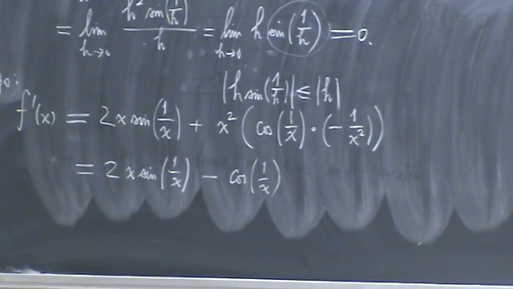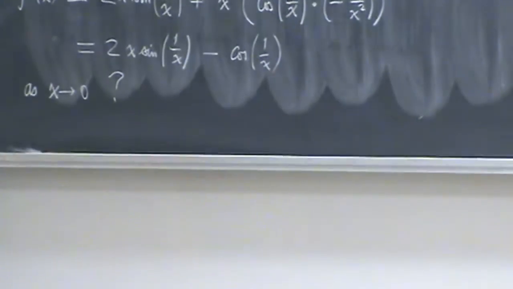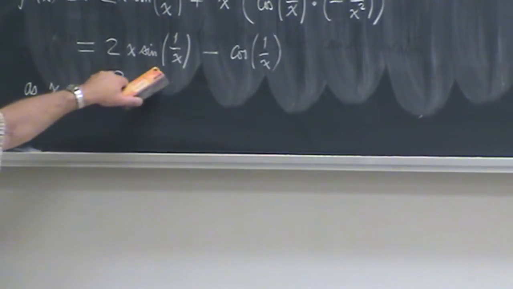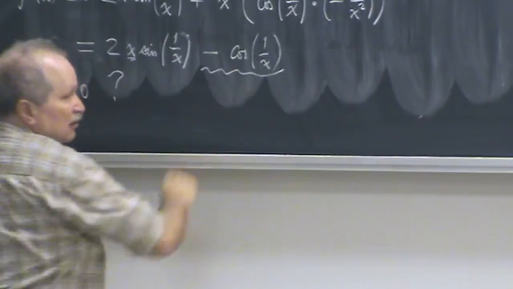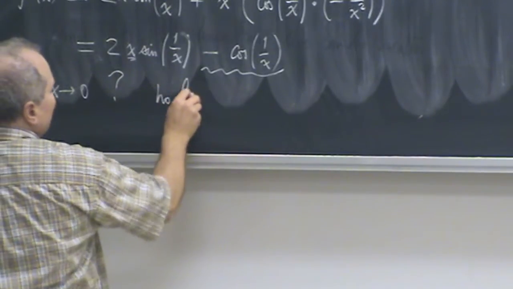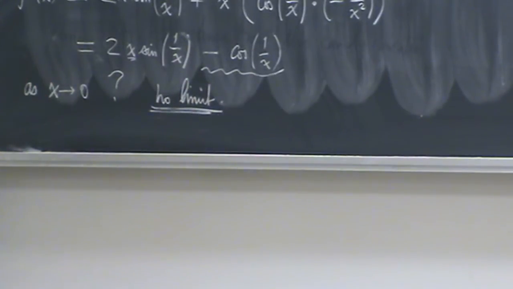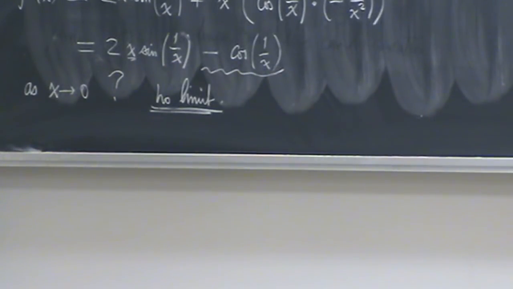So what happens as x approaches 0? This goes to 0 by the argument we just made, right? The x damps this out. But what does this do? It just doesn't play. It just oscillates more and more and more between negative 1 and 1. No limit. So the function has a derivative everywhere, including 0, but the derivative is not continuous. This is a super common counterexample that shows up in mathematics a lot. So some of you have seen this.